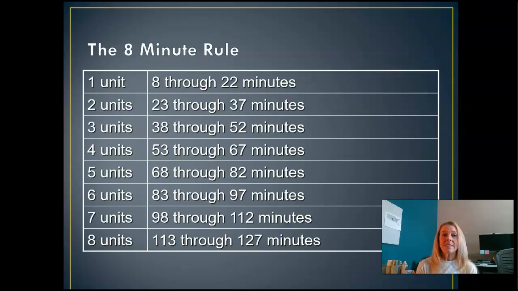So here is the chart, the table for the 8-minute rule. Somewhere in your clinic this will be printed out and posted. If there's an office space where you all sit down and do your billing, this will be there. So you don't have to memorize this. This will always be around. If you have a clipboard with you, maybe you print out a little table and keep it on your clipboard with you. But this basically gives you the breakdown of how many units you can bill based on the amount of time that your patient is in therapy.